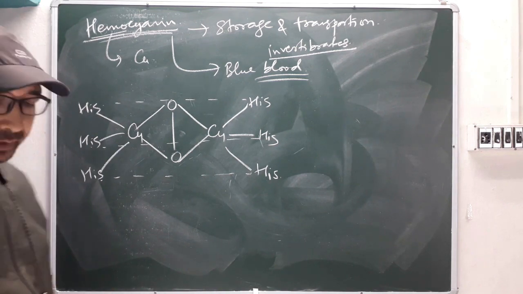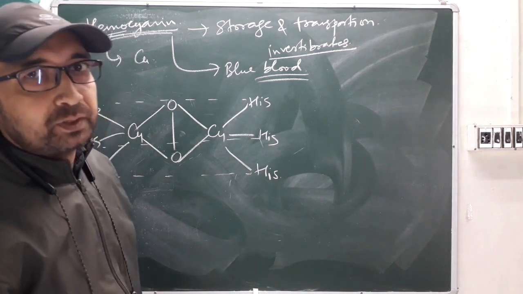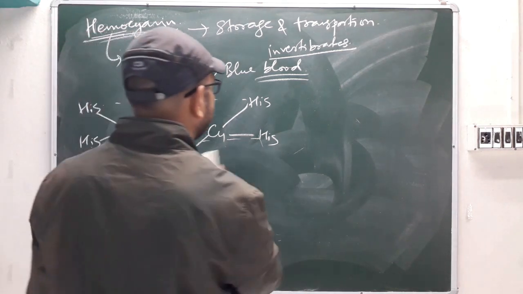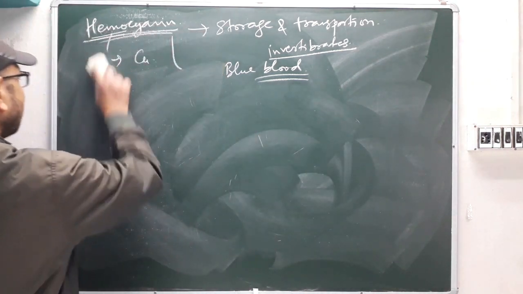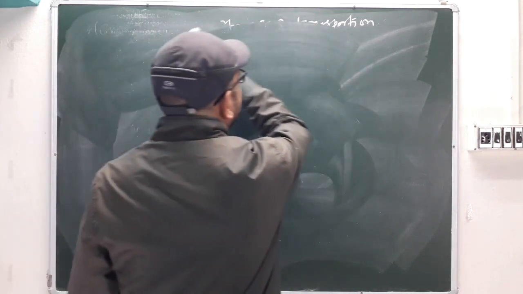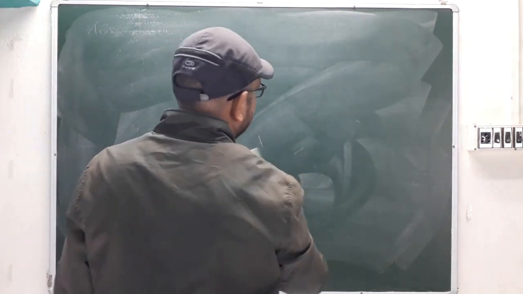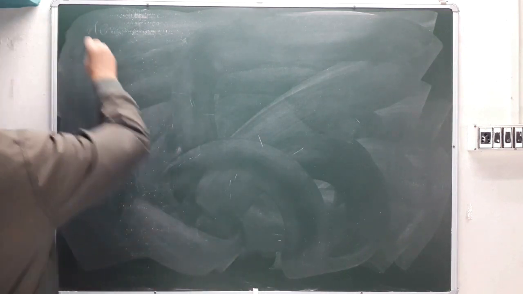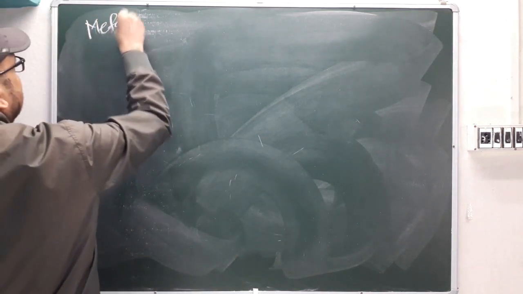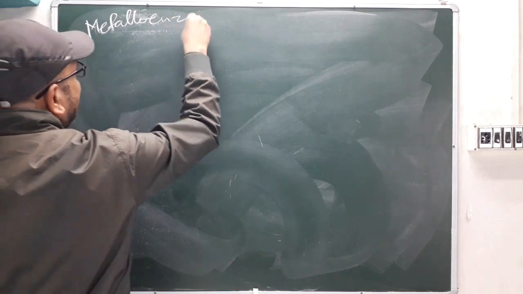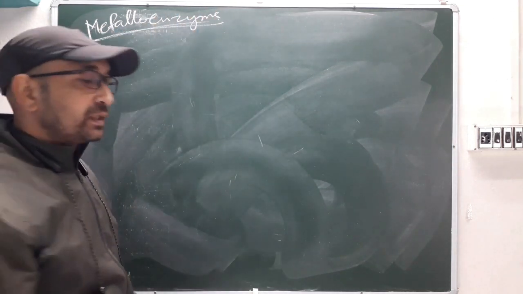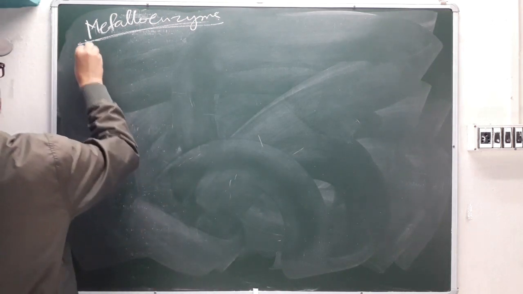So this is hemocyanin. Now we'll go directly to the enzymes and their metal centers, and then we'll solve a few PYQs, which is very much required. Otherwise, how will we verify whether what we are learning is useful or not? Metalloenzymes we'll see. First we'll see carbonic anhydrase.